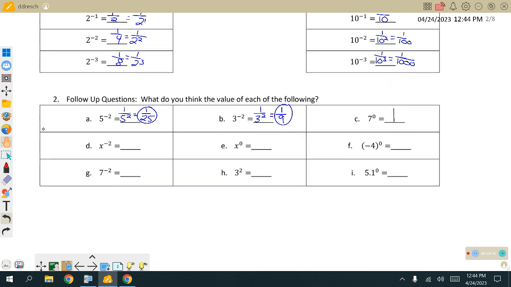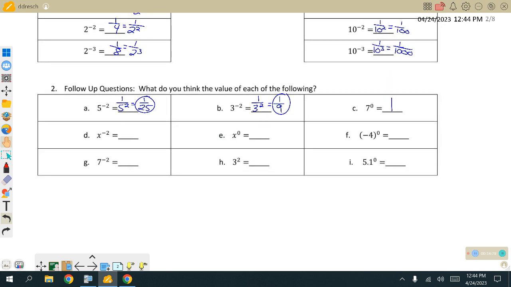x to the negative 2, rewrite it. 1 over, think of it as just like 5 to the negative 2. It crossed the line, change the sign. You change the sign of the power. 1 over x squared. Now there's nothing more you can do with the variable. 1 over x squared and call it a day. Okay?